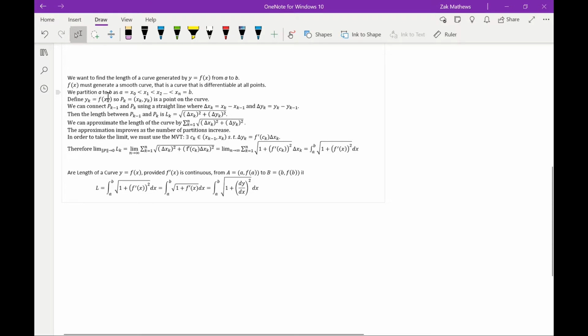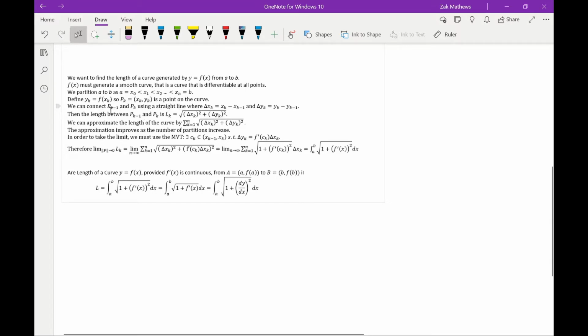We're going to break these a to b's up into partitions, the same way we did with the rectangles for our areas. The reason we're doing that is because we're going to find all those individual line segments' lengths. So a is equal to x naught, less than x1, less than x2, all the way up to xn, which is our terminal position b. Then we're going to find yk, which is equal to f of xk, so that we can find that point Pk equal to xk, yk, a point on the curve.